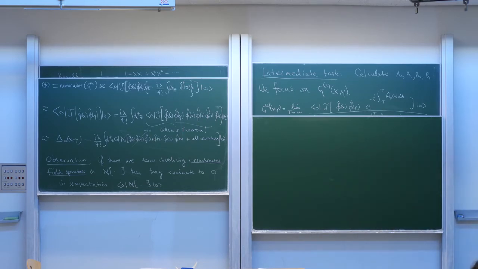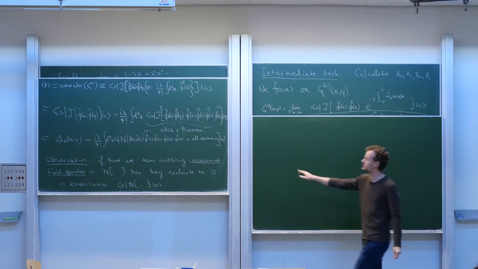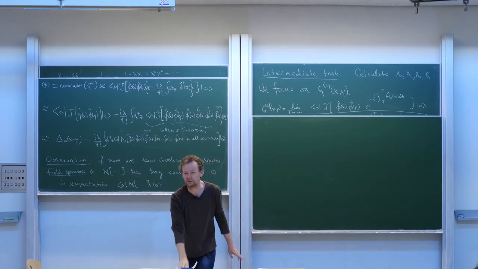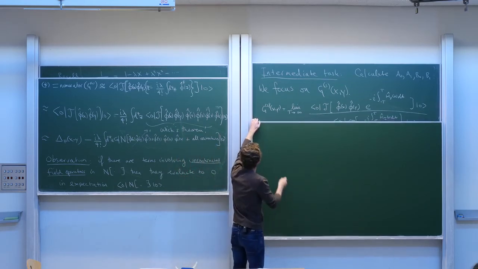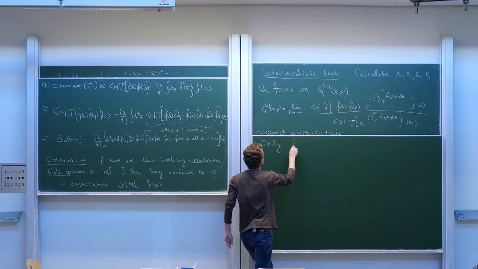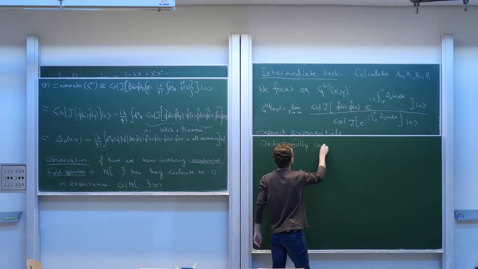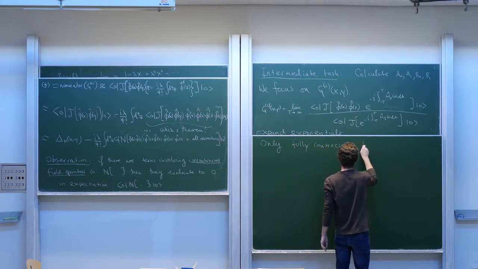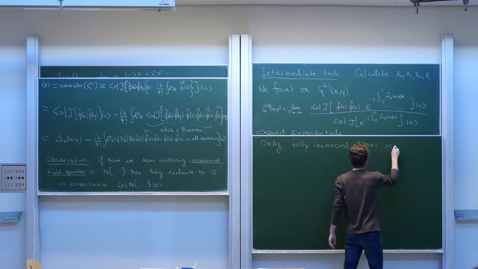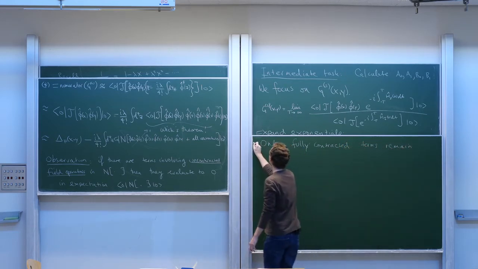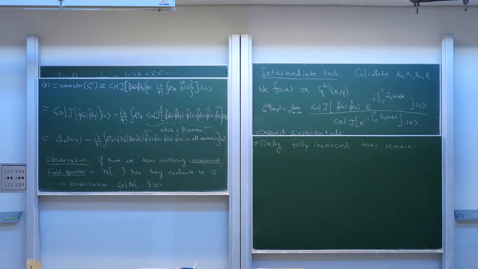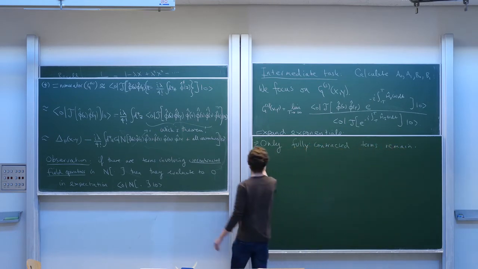So this is pretty good news. It means that we get to throw away most of the terms inside this normal ordering here, because most of them will involve non-contracted field operators in some sense. So the direct implication of this observation is that only fully contracted terms remain. I'll give you an example of a fully contracted term.